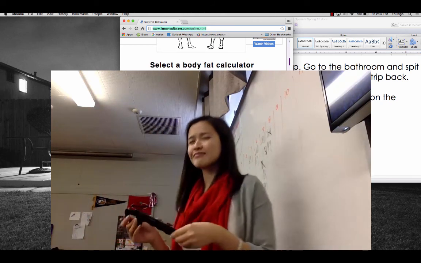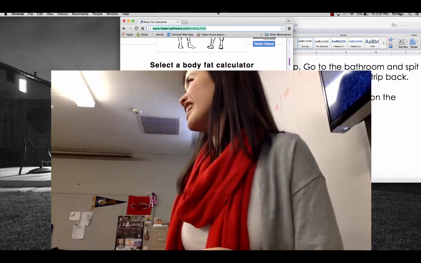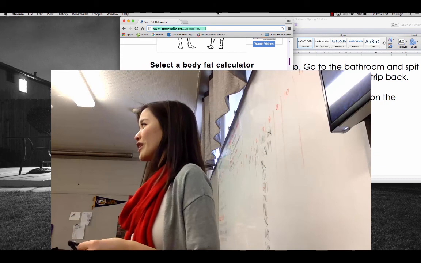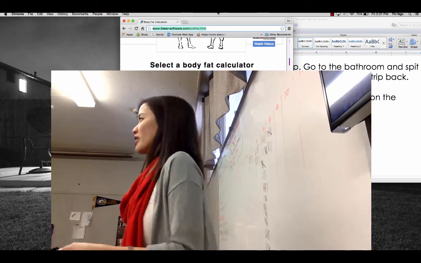Okay. Ryan, do you have a question? Why do people use the BMI scale then? It's fast and easy, and it gives you a general idea of where you should be at, but it's not accurate. It doesn't tell you what percentage body fat you actually have.